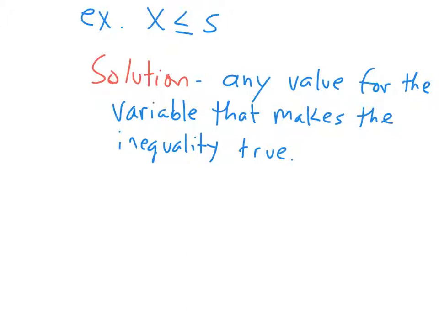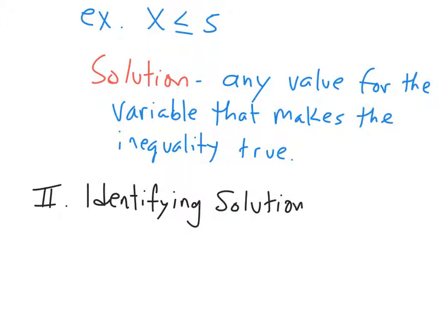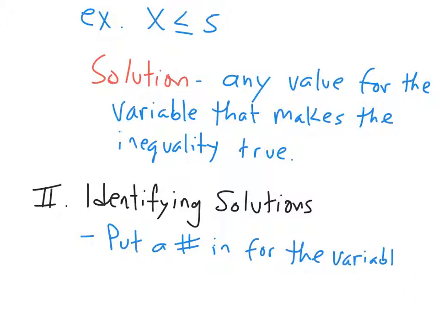So then Roman numeral 2 is identifying solutions. Bless you. If you want to identify a solution, basically you put a number in for the variable and see if it works. We're going to solve for solutions soon, and it's a whole lot better. But if you want to just identify a solution, put a number in for the variable and see if it works.